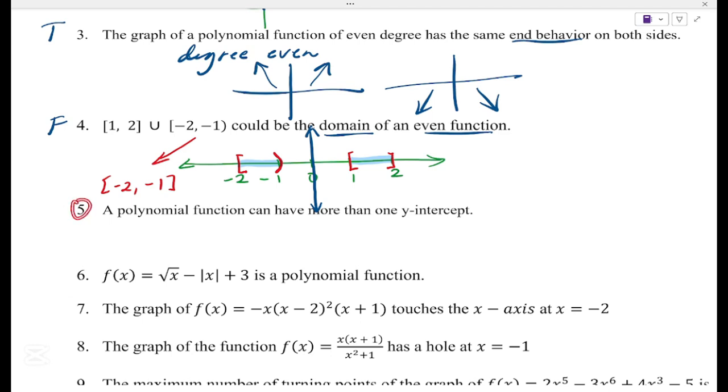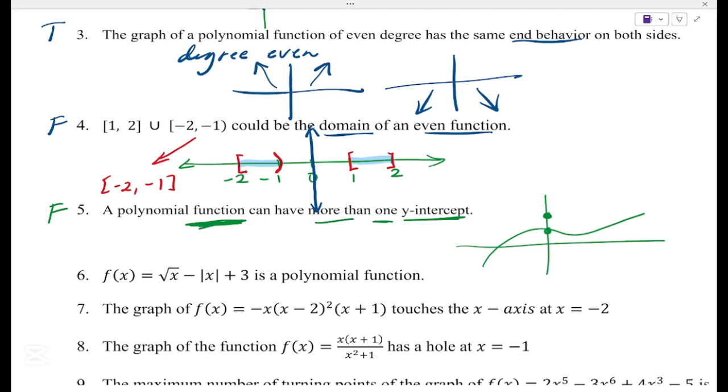For question number 5, a polynomial function can have more than one y-intercept. When you have a function with more than one y-intercept, let's say this is a y-intercept, then you want another y-intercept, it means this is not a function anymore. Why? Because there are two outputs. So this is false. For us to say that it's a function, there should be only one output, meaning there should be only one y-intercept, not more than one. Okay.